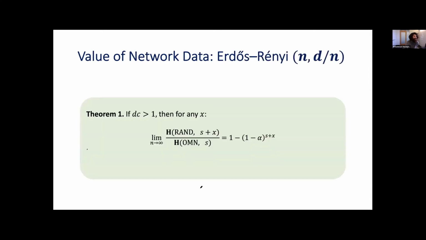Translating this theorem to the Erdős-Rényi random graph, you see that if the average number of friends times communication probability is more than 1, that is, if I inform Philipp, he's going to inform more than one person in expectation. So he has D friends in expectation, and each one of them is going to be informed with probability C. Then the same thing holds. And if this is less than 1, then even omniscient cannot do much.